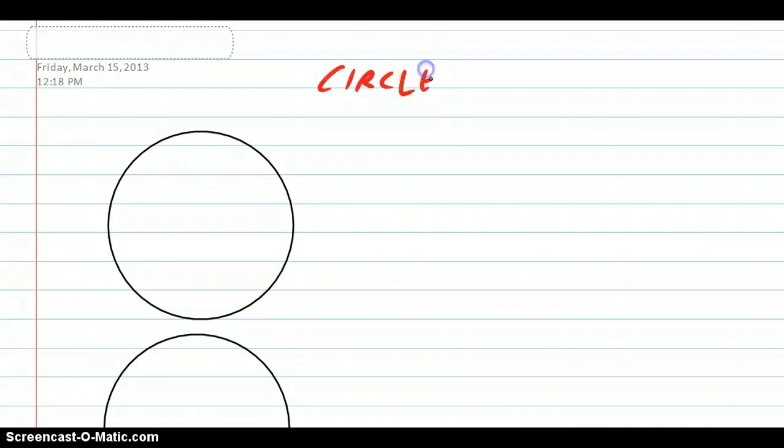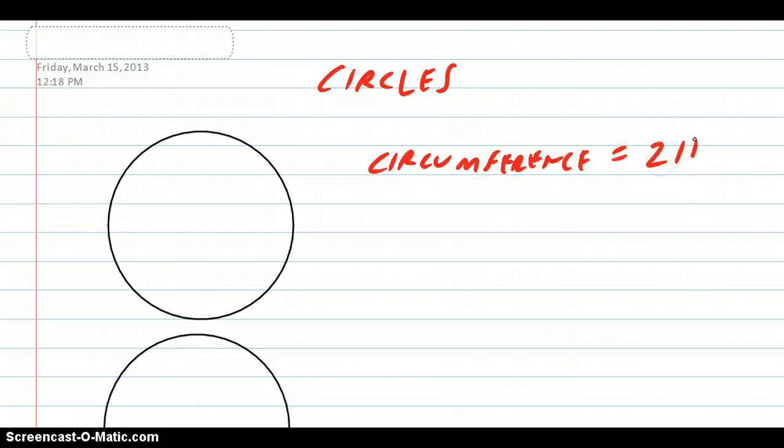You've done a lot of work with circles in the past, and you've probably talked about the circumference. The circumference of a circle is 2 pi r, or pi times d. Now, what are those things? What is r? What is d?